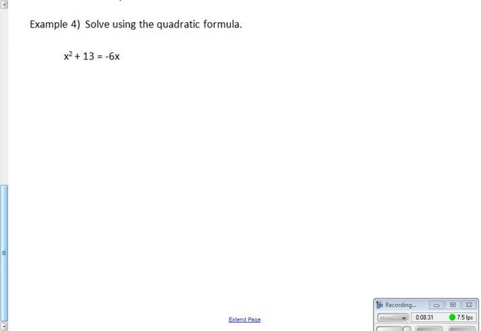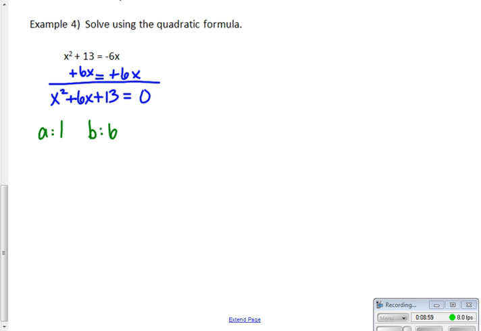Last example here, example 4, it says solve using the quadratic formula. So we're going to solve using our quadratic formula here, and you're going to get a little taste of what happens when you have a negative inside your square root and the process that you need to take in order to solve. First things first, nothing new here. I set everything equal to 0, so I'm able to now go ahead and pull out my A value, which is 1, my B value 6, and my C value 13.